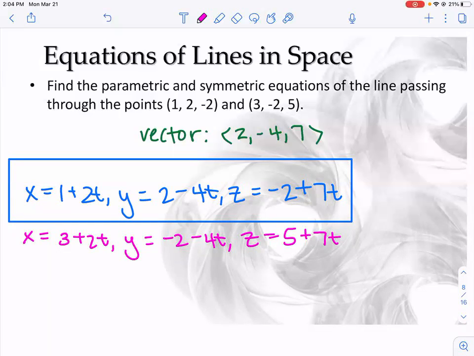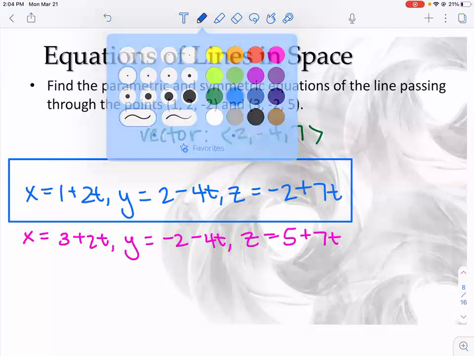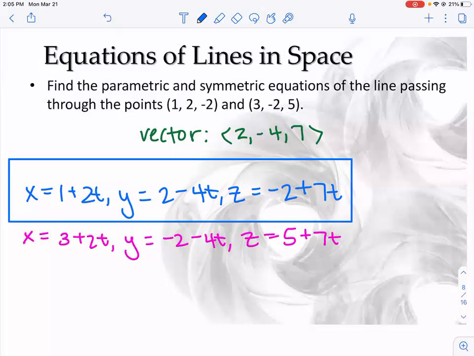Okay. So take what you have in blue and go ahead and write the symmetric equations for the blue set. And then check in with your neighbor.